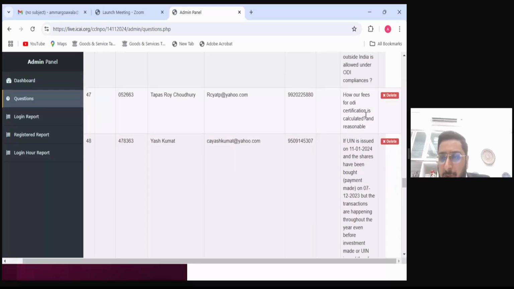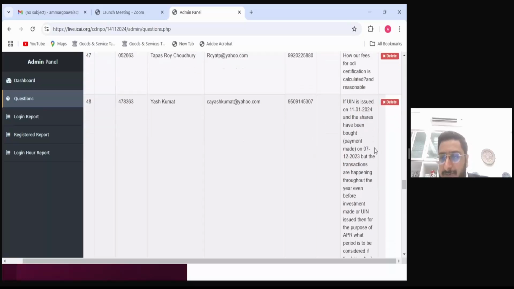How are fees for ODI certifications calculated, reasonable? Yes. See, fees for ODI require a lot of work from a chartered accountant, and it is a very critical and crucial part. So you can charge accordingly because it's a must for doing an ODI. A lot of effort goes into it.